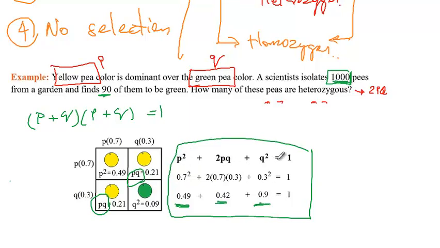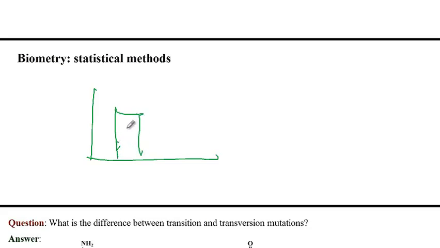and 0.09 for Q². The next concept is biometry, which refers to the application of mathematics and statistics in order to solve biological problems. So let me give you an example. Let's say that you toss a coin 100 times, and 49 times you get head, and 51 times you get tail. Does it mean that this coin had higher chance of having tail than head? No, it's just by chance that there was a higher number when you tossed it.